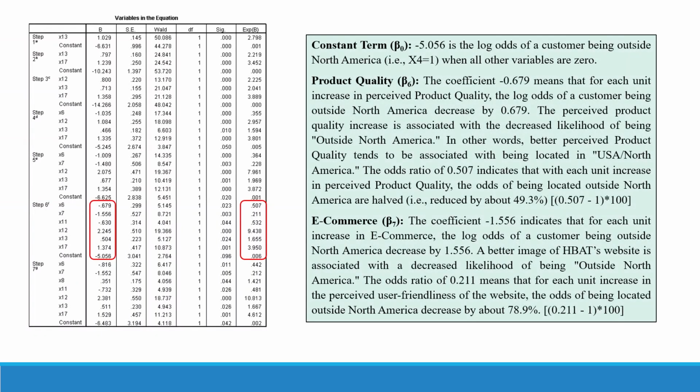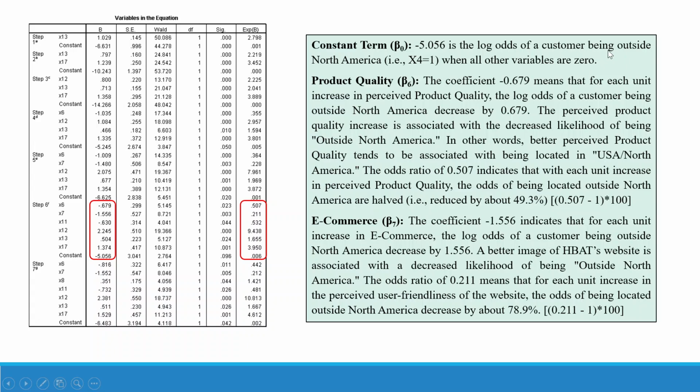So now we'll write the interpretation. Constant term is minus 5.056. This is the log odds of a customer being outside North America, where X4 is 1 when all the variables are 0. So it is the log odds of customer being outside North America when all the variables are 0.